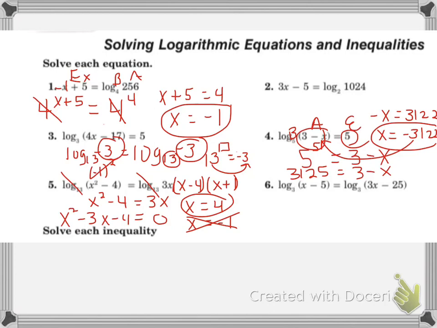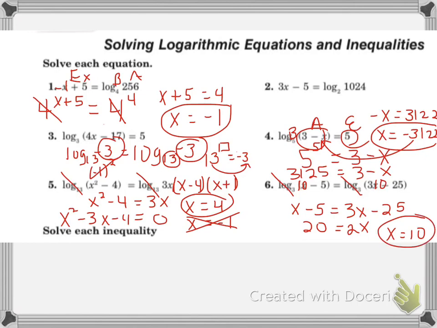Okay? All right, and then back to number 6. Here we have another example where you have logs on both sides. You're able to just drop them, set x minus 5 equal to 3x minus 25, and solve. So in this case, I'd get 2x on this side. I'd get 20 over here, and x would be equal to 10. I do want to plug that in for x, just to make sure. 10 minus 5 is 5. And 3 times 10 is 30. 30 minus 25 is 5. So that looks legit. X is equal to 10. Okay. Hope that was helpful.